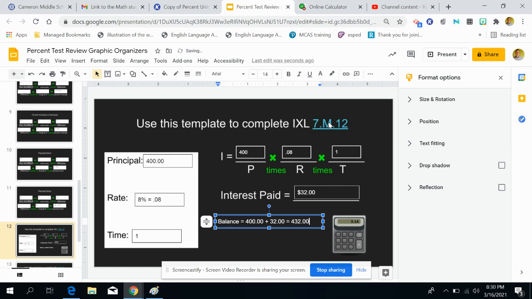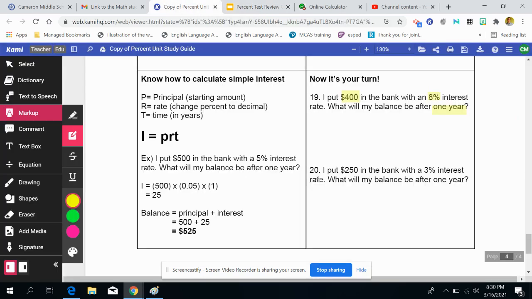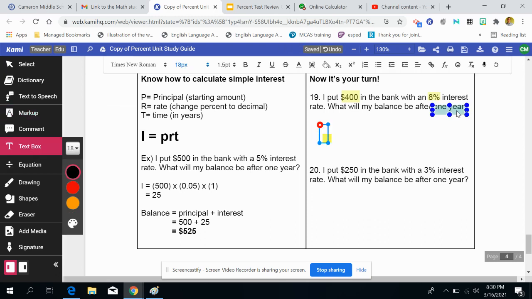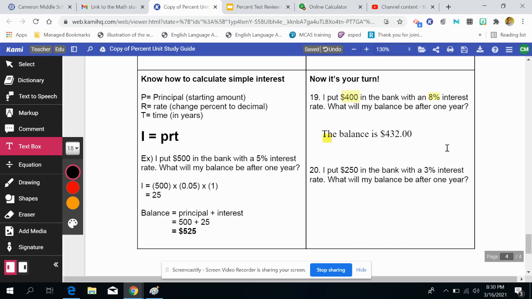So I earned interest in my bank account. I made $32 just by letting my money sit in a bank account at 8% interest. So my total balance after 1 year is $432. Let's put our answer here. The balance is $432. I can't forget my dollar sign. Balance is $432. So there's the answer to number 19.